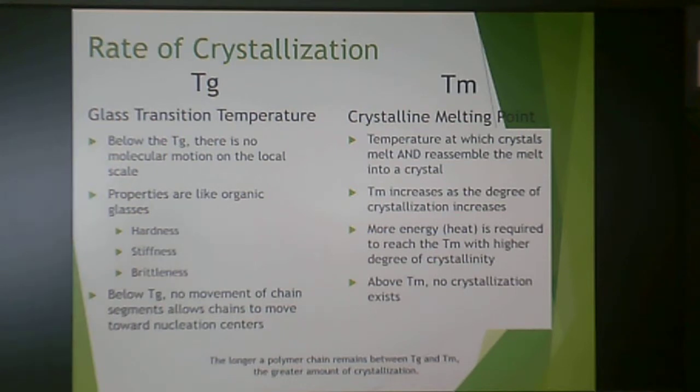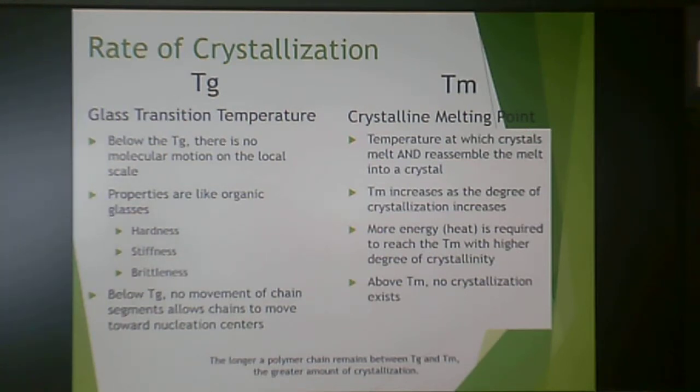The thing to remember about the Tm is that Tm increases as the degree of crystallization increases. So more energy is required to reach the Tm with a higher degree of crystallinity. So the higher the Tm something has, the higher the degree of crystallinity it has. Above the Tm, no crystallization exists, because above the Tm, the entire material is a liquid. Too much molecular motion that won't slow down in order to crystallize.